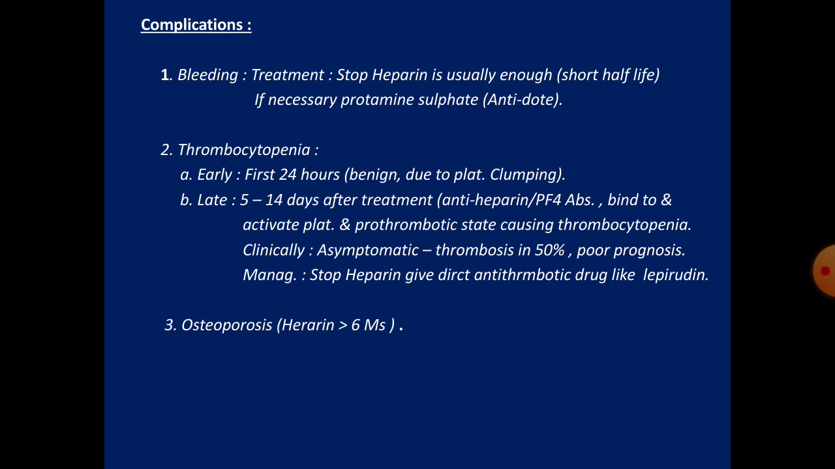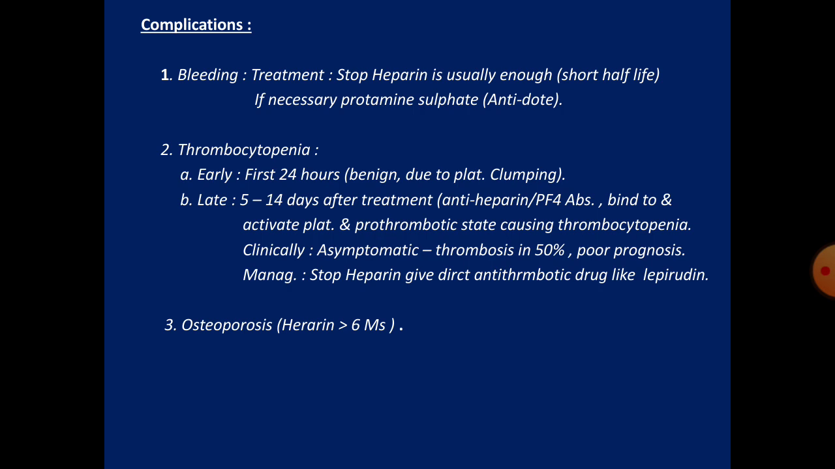These patients develop antibodies against platelet factor 4, and this leads to activation of the platelets and a prothrombotic state with thrombocytopenia. So they have thrombocytopenia, but at the same time they have thrombotic risk. However, these patients may be asymptomatic, or they may present with a thrombotic disorder, and they actually have a poor prognosis. So how do we manage these patients?